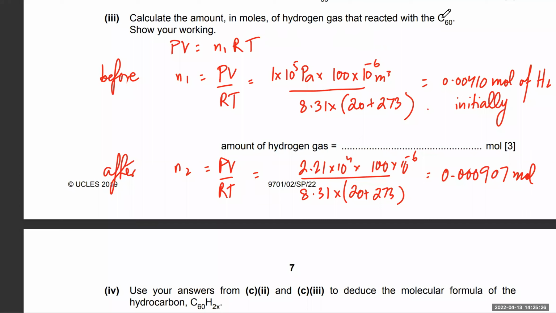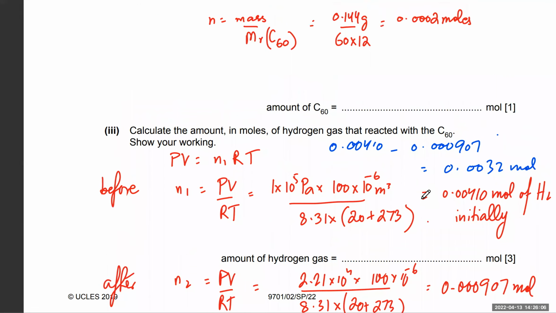Now, the amount in moles that reacted: how much reacted? Initially this much was put in and afterwards this much. If you subtract the two, what do you get? So what do you get for this? 0.0032 moles. Okay? So the amount in moles that you're getting is 0.0032 moles. That is why it carried more marks. It was 3 marks because you had to do a bit more working. So you got 0.0032 moles.